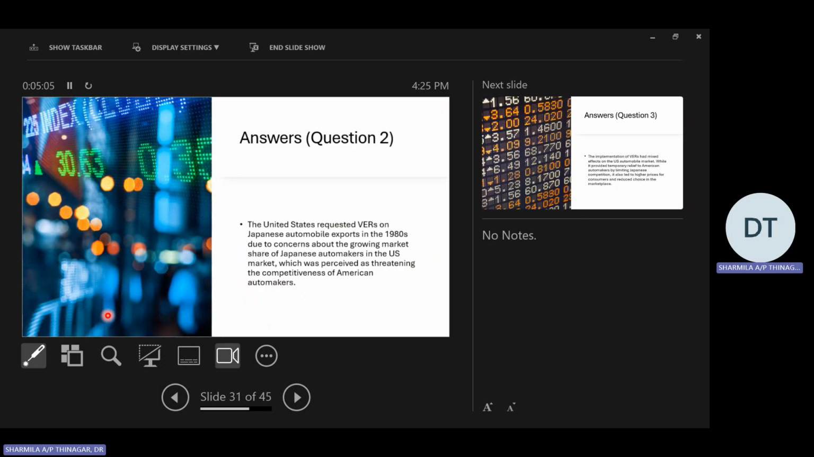Second one, they ask you, what are the motivation? Why does the US, right, request VER on Japanese automobile? Because they have the concern about growing market share of Japanese automakers in the US market. They feel that, or they are scared that Japanese will be taking over the market in US. So they want to put a restriction over that, right? So that is what we call it as voluntary export restraint. Okay.